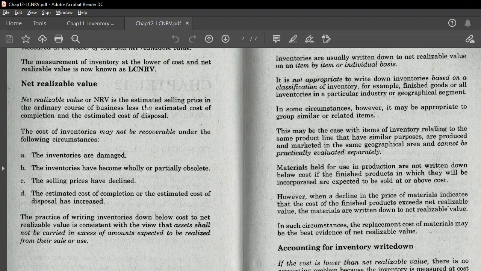So the cost of inventories may not be recoverable under the following circumstances. Of course, pag na-damage na yung inventory, parang ang hirap na nun, pwede na siyang maging scrap, pwede na siyang maging basura or waste, i-recycle na lang siya para magamit ang ubang materials pero hindi mo na siya ma-recover as is, okay? And then, the inventories have become wholly or partially obsolete, so medyo applicable to sa mga gadgets, di ba? So, dili nimo pwede nga ang nag-obsolete na nga item or gadget is imuha pang ma-recover. Kung obsolete na yun na siya.